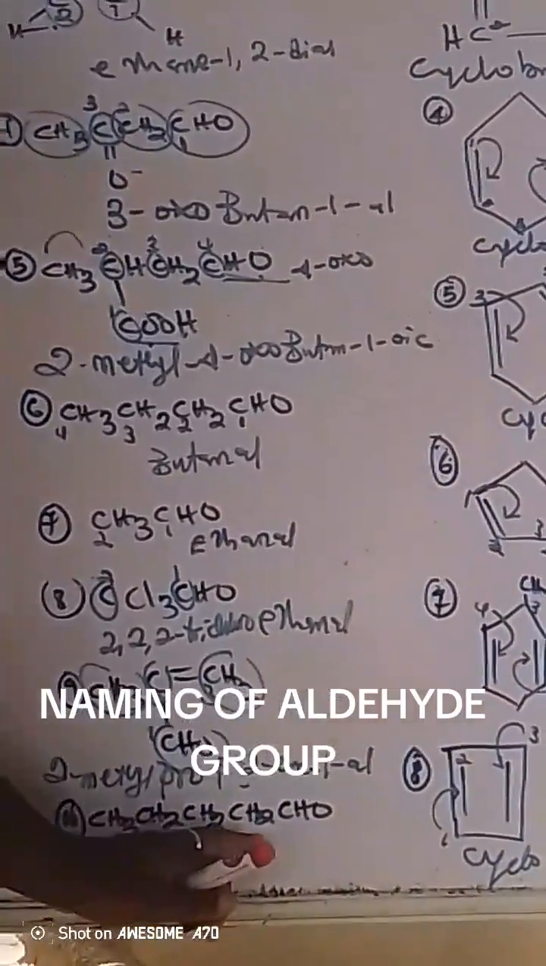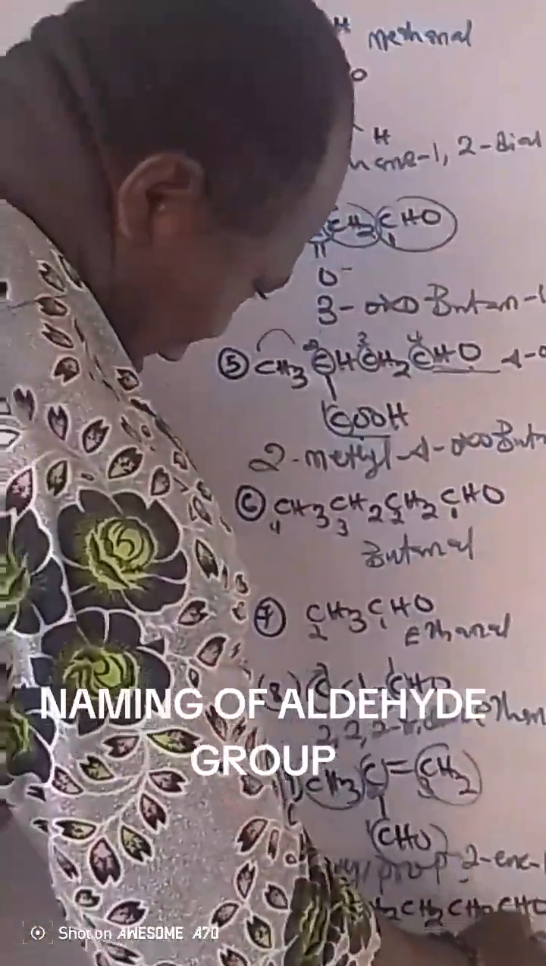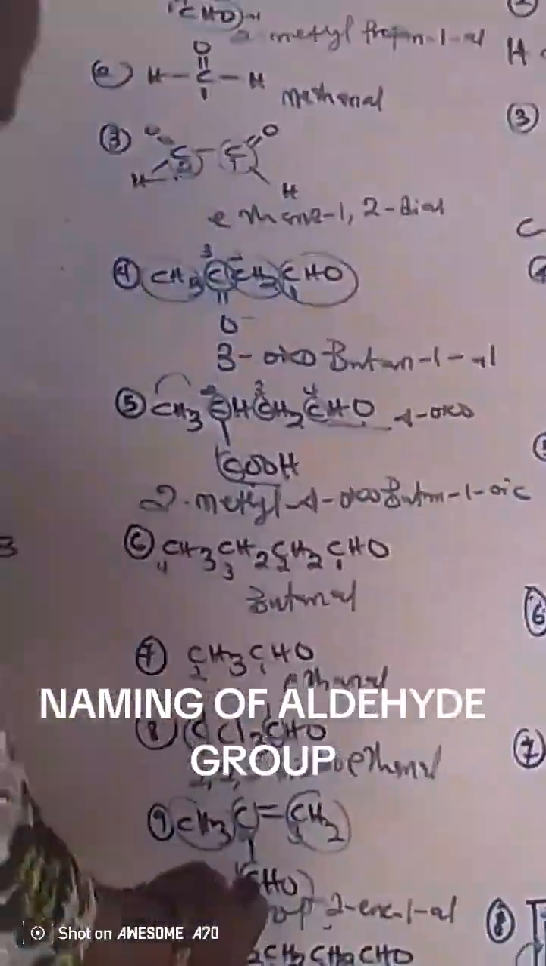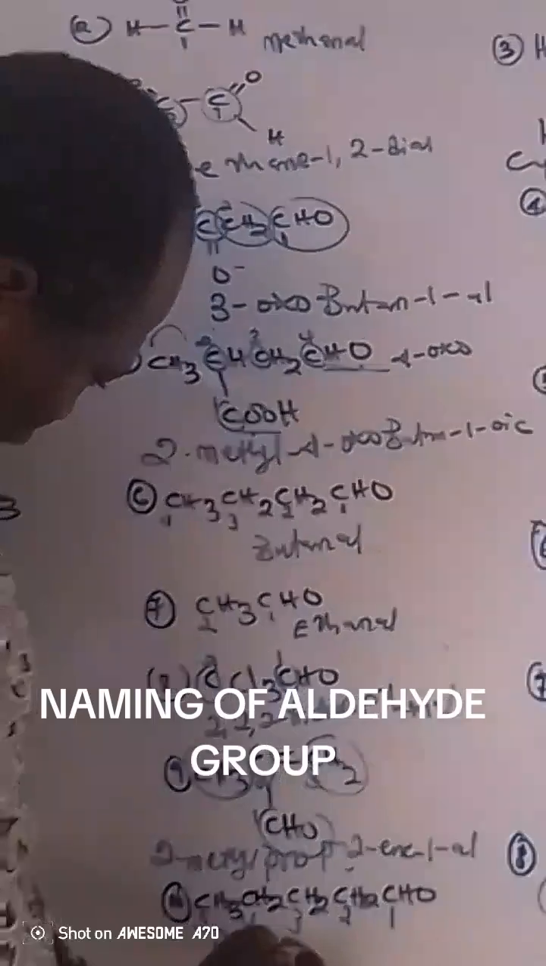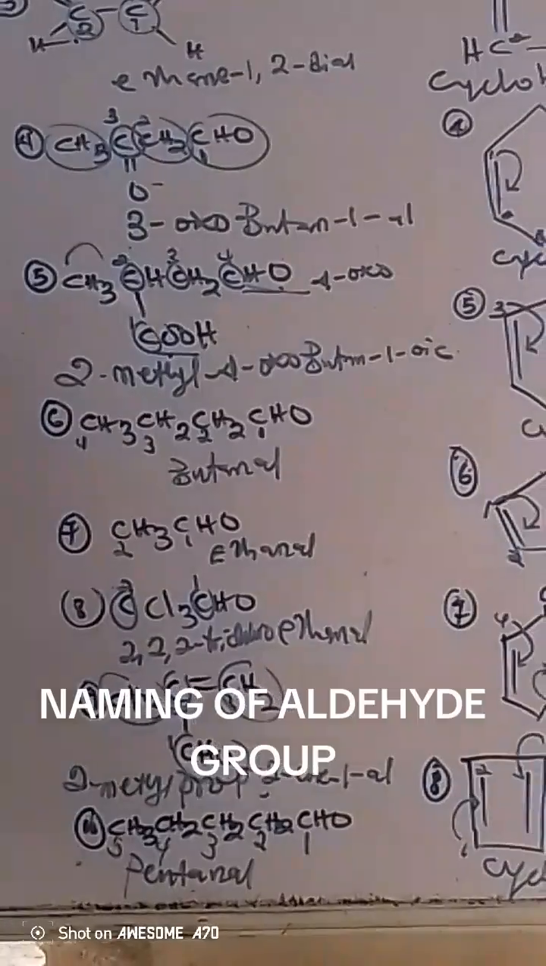So where do we start for this compound? We start from here. 1, 2, 3, 4, 5. 5 means pent. Yes. And this is pentan-1-al. Pentanal. Good of you. That is pentanal.